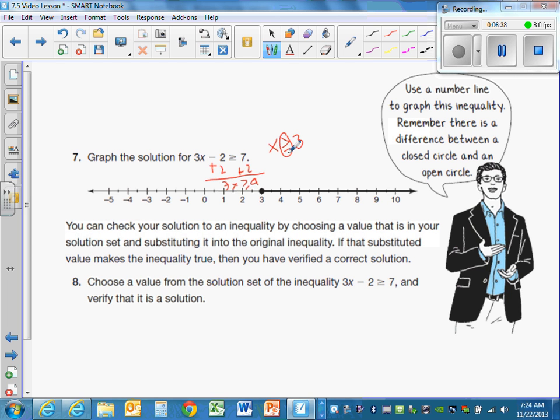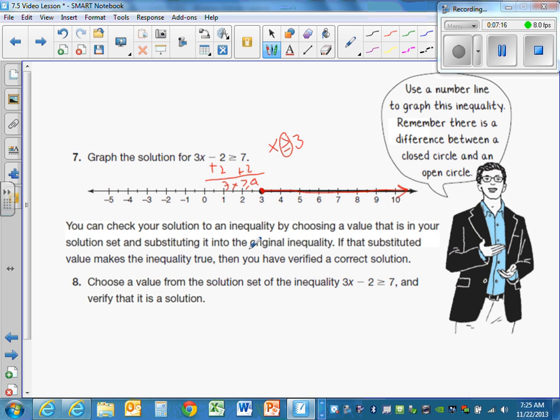So this man over here says, use a number line to graph this inequality. Remember, there's a difference between a closed circle and an open circle. On this graph, they've used a closed circle because the solution could possibly be equal to 3. So 3 is included in our set. And then we draw the arrow all the way to the right to show that it goes on forever and ever by adding the arrow at the end, because anything greater than 3 would make this inequality true.